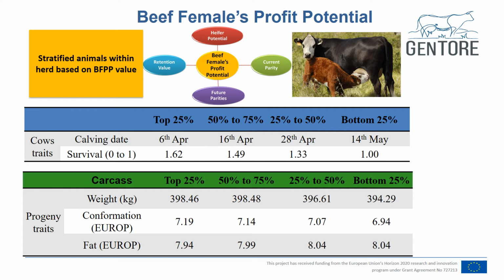If we look at their progeny, then we can see minimal difference in the progeny traits. So what the culling index is really doing is selecting for better female performance. Yes, we can see a small improvement in carcass weight and conformation score of the progeny.